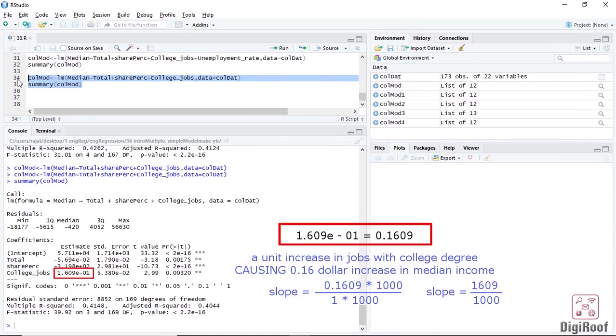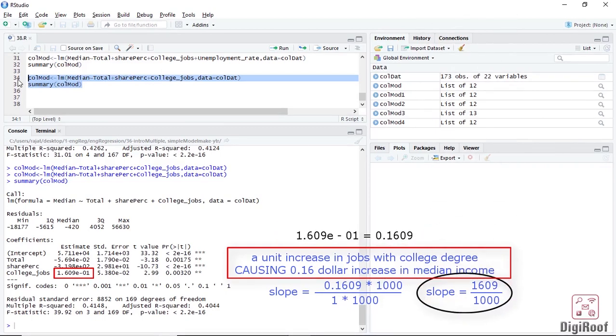The third slope value, for the predictor college jobs, is 1.609 E minus 01, which can be rewritten as 0.1609. The variable college jobs is the absolute number of students who got a job in the same field in which they have studied. So based on the slope value, we can say that a 1 unit increase in the number of students with jobs in the same field would increase the median income by $0.1609. In other words, an increase of 1000 in the number of students who got jobs in the same field would increase the median salary by $1,609.